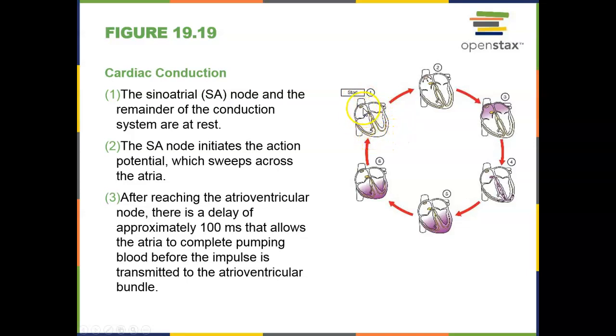And so the SA node starts the information. So there's your SA node. Depolarization starts there and it starts spreading down to the AV node as well as over to the left atrium. This is going to bring the action potential to the AV node and cause the atria both to be able to contract. Then the AV node is going to send signals down to the AV bundle.